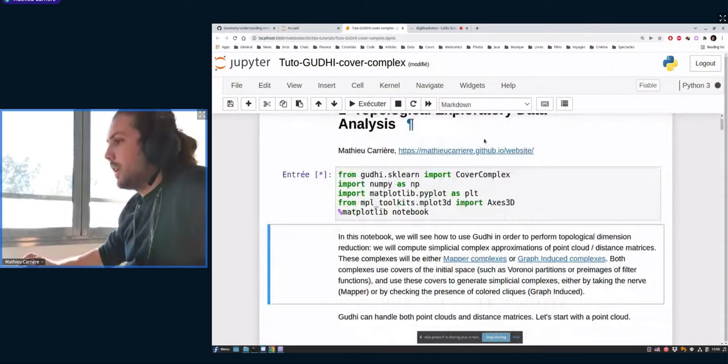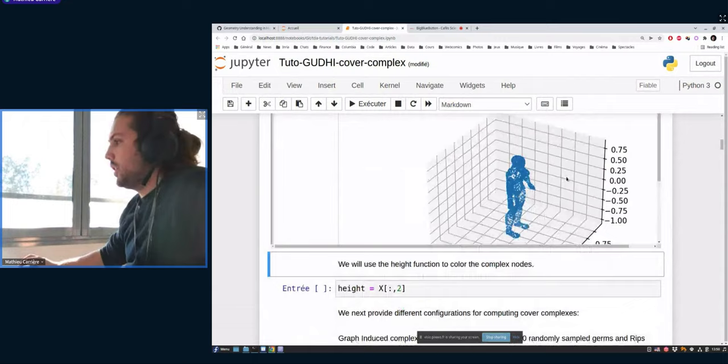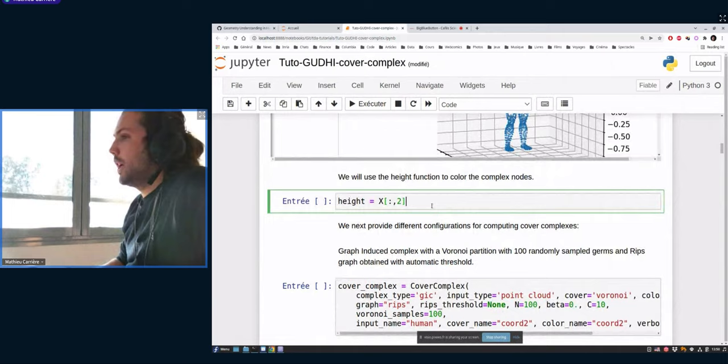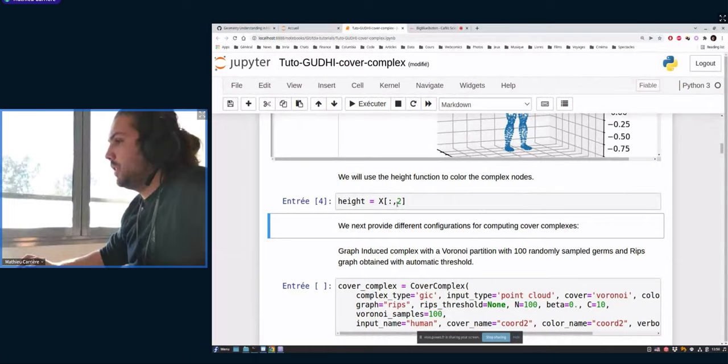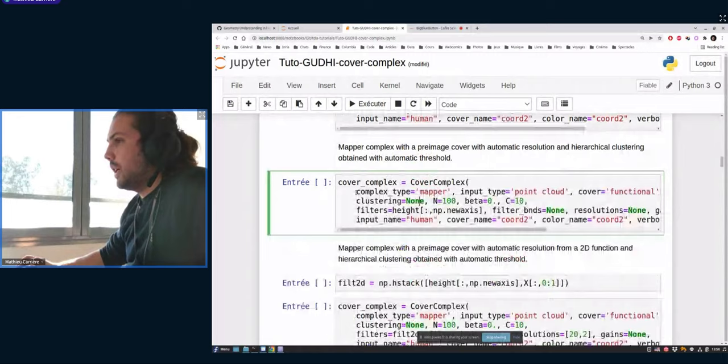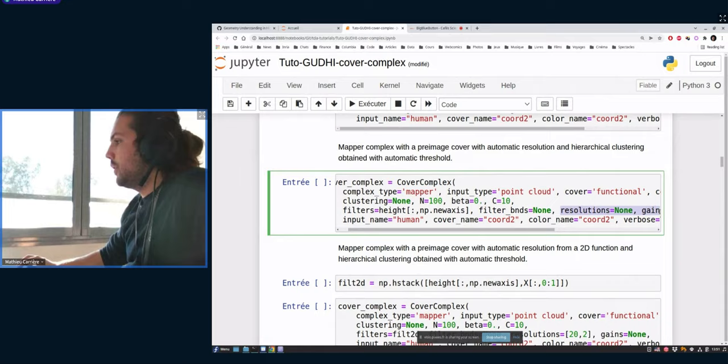So I'll just run a few cells to give you an idea of how we actually compute that kind of stuff. Let's say I have that point cloud representing a human shape, right? This is the step where I select my filter, my lens function. And in that particular case, I'm using the Z coordinate, the height. And then there's a whole lot of different mapper complexes that we can compute. But let's say for now that I just want a mapper complex on a point cloud with a functional cover, meaning that I will cover the image of a real valued function. As you see here, you can specify the parameters of the cover, but there are also methods to compute them automatically. So you don't even have to give a number of intervals or a percentage of overlap.